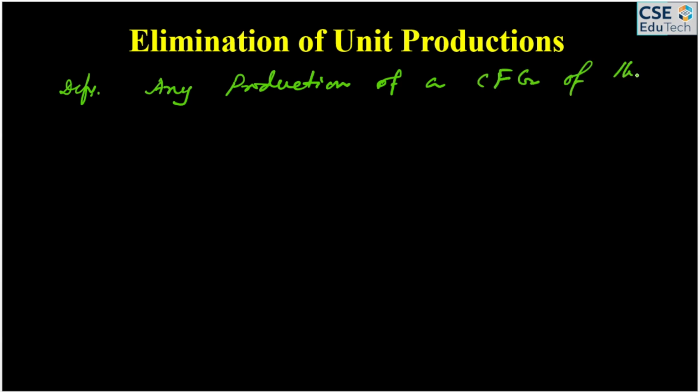So, definition. Any production of a context free grammar of the form A to B is basically called the unit production. Here, this A and B belong to the non-terminals or the variables.